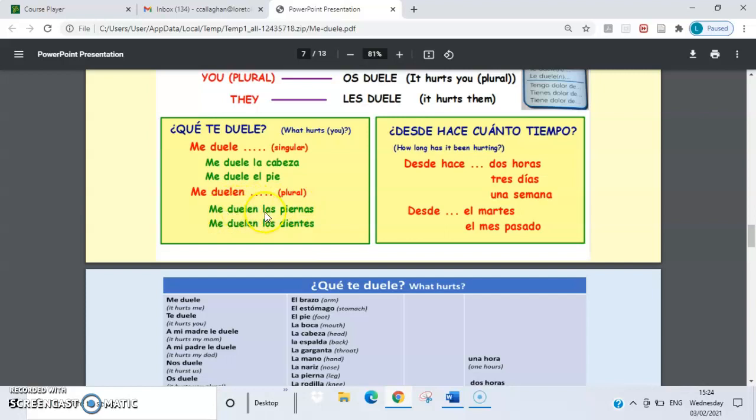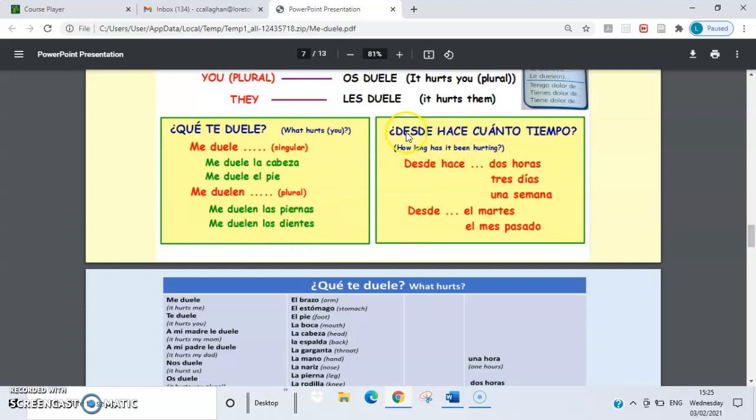In the next two examples, they're plural. Me duelen las piernas. My legs are sore. The me is always still the same, referring to the person. Duele here has to change because piernas is more than one. You're talking about your legs, so you have to add an N on here. Same for the next example: me duelen los dientes. Here dientes is plural, and we're adding an N. My teeth are sore. Okay.